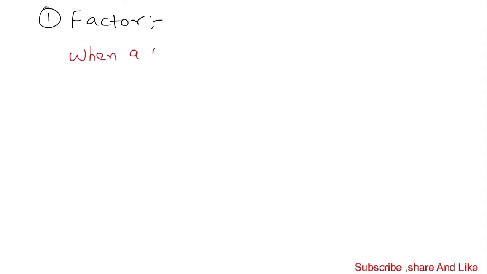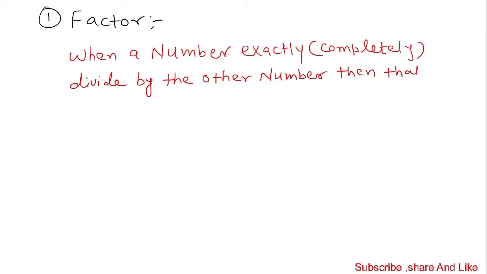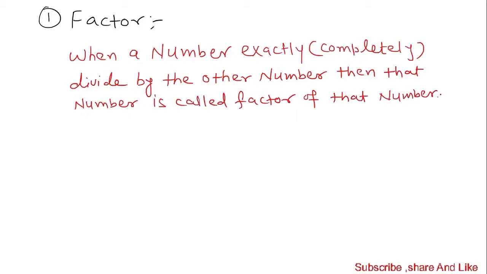When a number exactly, that means completely, divides by the other number, then that number is called a factor of that number. So this is the definition.